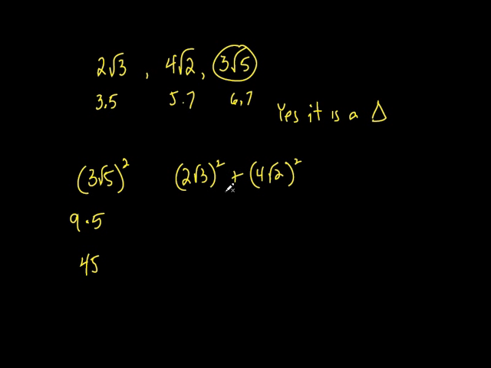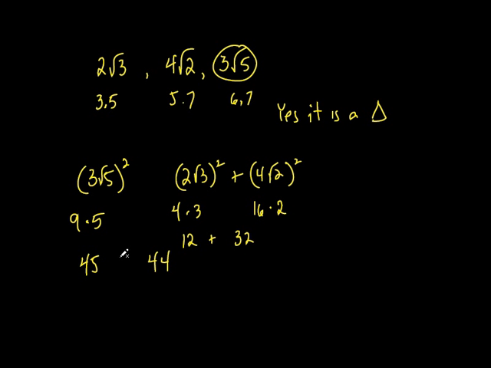And I'm going to compare that to this. So let's square everything in here. 2 squared is 4. Square root of 3 squared is 3. And that's going to be a 12. But I got to add it to this. 4 squared is 16. And then square root of 2 squared is 2. That's 32. Let's add them up. That would be what? 44? So what I'm doing is I'm comparing 45 to 44.